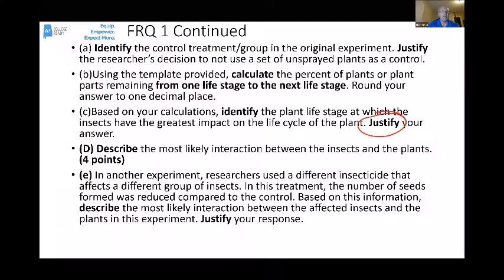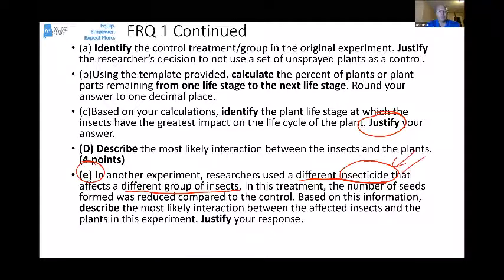Now that being said, let's go to part E. In another experiment, researchers used a different insecticide. So different insecticide that affects a different group of insects. Make sure you read that closely. In this treatment, the number of seeds formed was reduced compared to the control. So they're saying that the number of seeds made in the insecticide group was less than in the water-only group. Based on this information, describe the most likely interaction between the affected insects and the plants in this experiment.